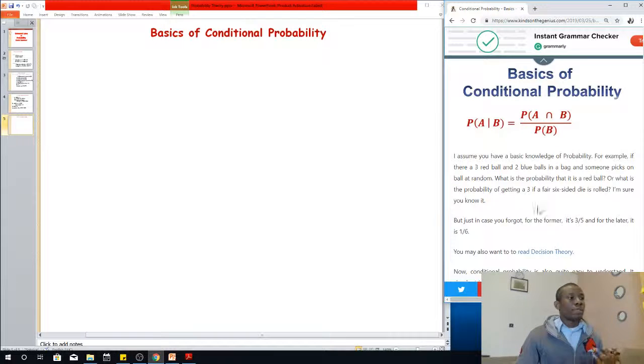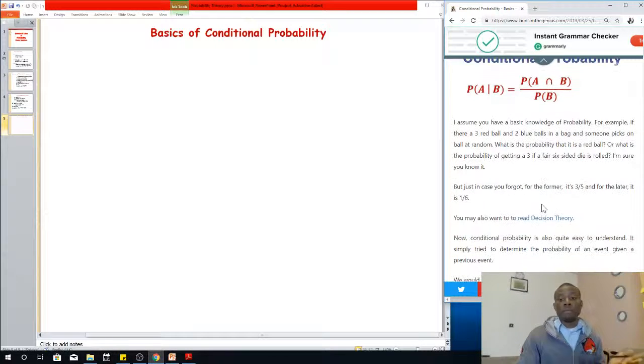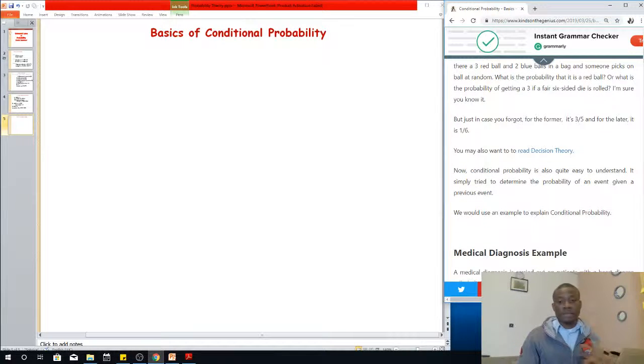Or what is the probability of getting a 3 in a fair 6-sided die when it is rolled? I'm sure you also know it. In 6 sides, only one side is going to show up, and that is 1 over 6. So these are basics of probability that I think you should know by now. I'm not going to spend time on this.